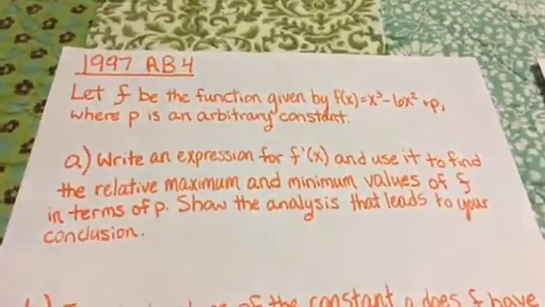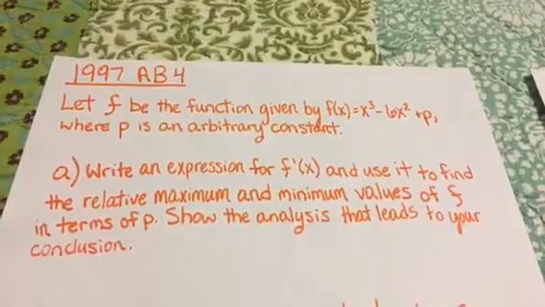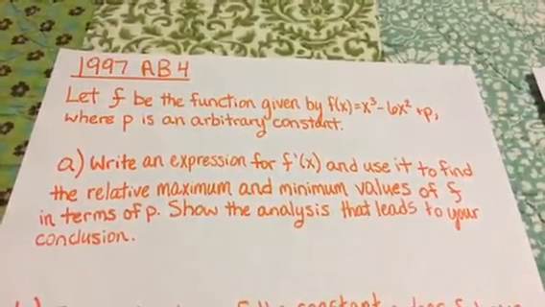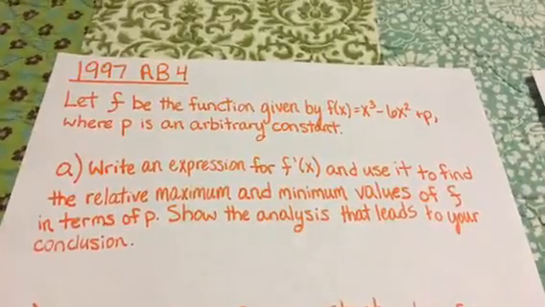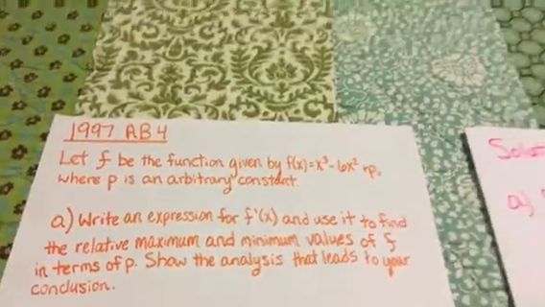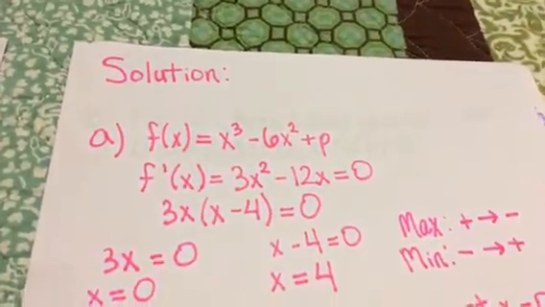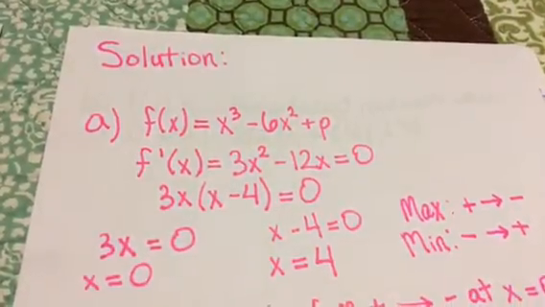A says, write an expression for f prime of x and use it to find the relative maximum and minimum values of f in terms of p. Show the analysis that leads to your conclusion. This just means we have to show our work. So the first part of the problem says we have to find the first derivative and set it equal to 0 to find our maxes and mins.